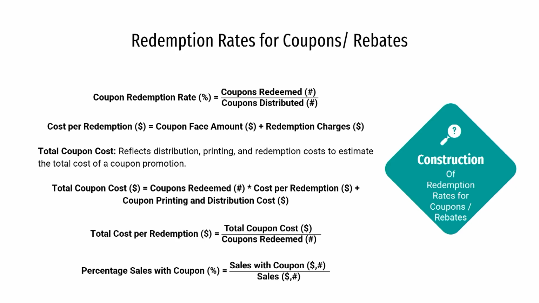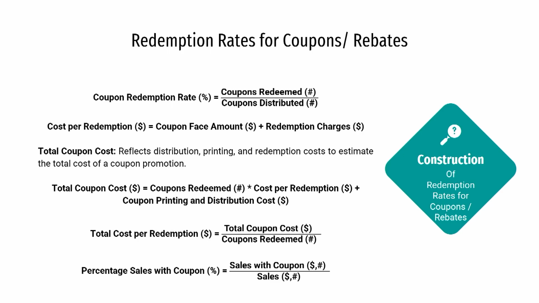Then the second important metric is cost per redemption. What is the cost? The first cost associated with a coupon redemption is the coupon face amount, meaning the discount extended. Then there are the redemption charges, right. So, these two factors make up the variable cost associated with redemption of a coupon. Total coupon cost reflects the distribution, printing and redemption cost to estimate the total cost of the coupon promotion.